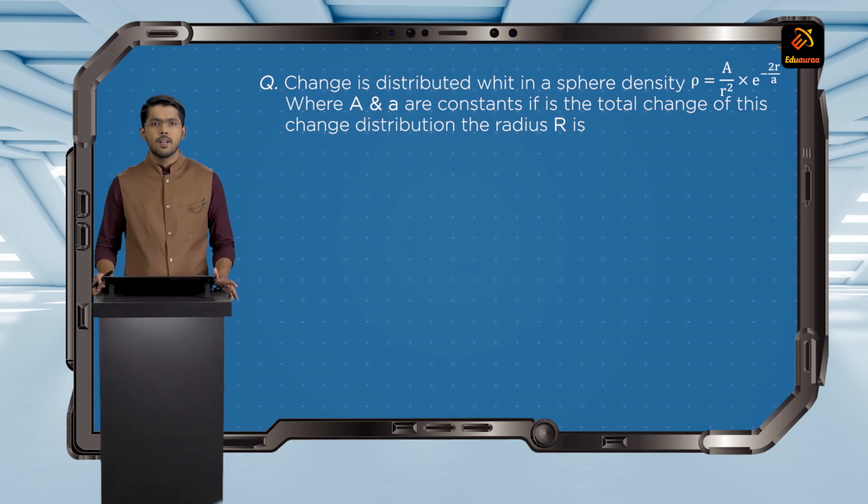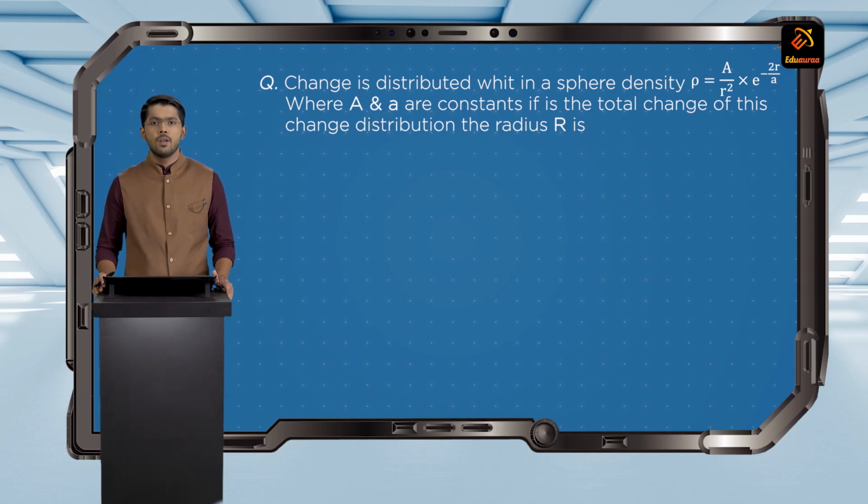Let's now move on to the next question. Charge is distributed within a sphere of radius R with a volume charge density rho equals A by r square into e to the power minus 2r by a, where capital A and a are constants.